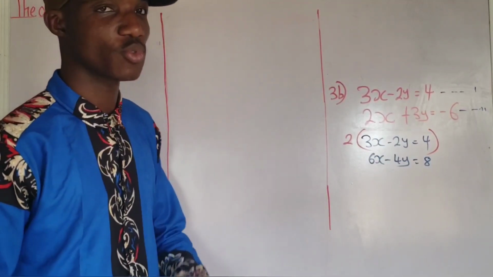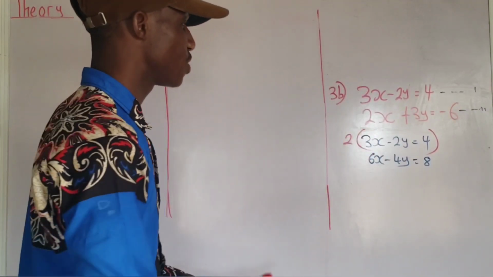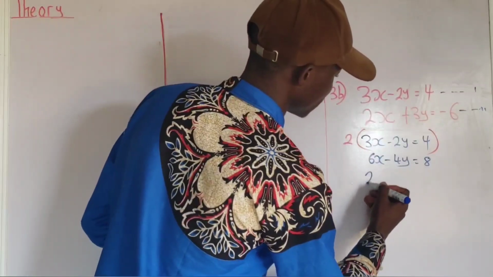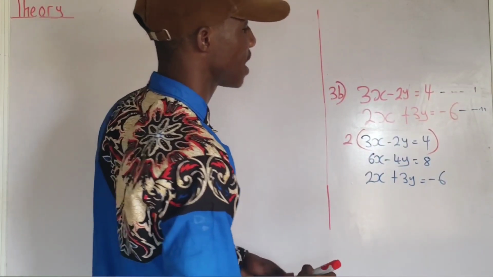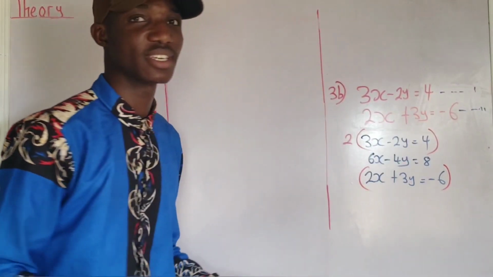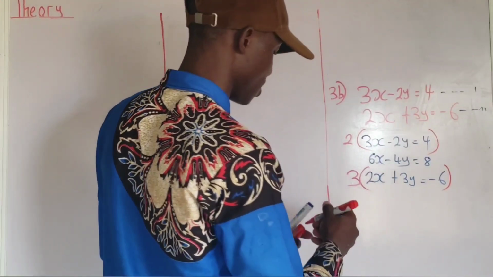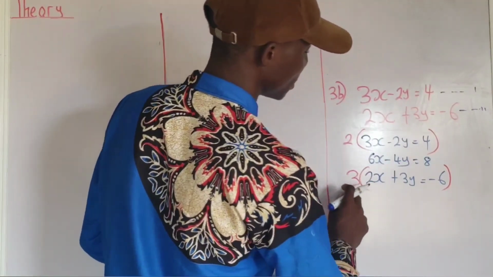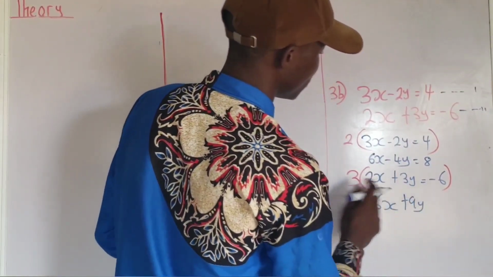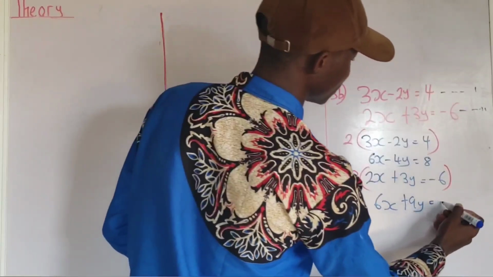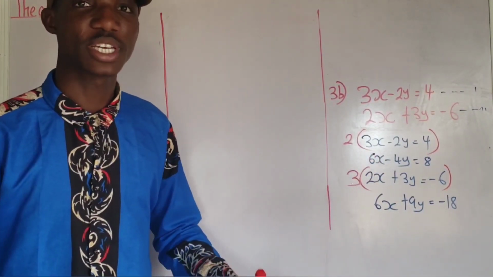Now we do the same for equation 2. We multiply equation 2 by the coefficient of x in equation 1. Equation 2 is 2x plus 3y equals minus 6. The coefficient of x in equation 1 is 3, so I multiply this equation by 3. 3 times 2x is 6x, 3 times plus 3y is plus 9y, and 3 times negative 6 is negative 18. So for both equations, the coefficient of x is now the same.